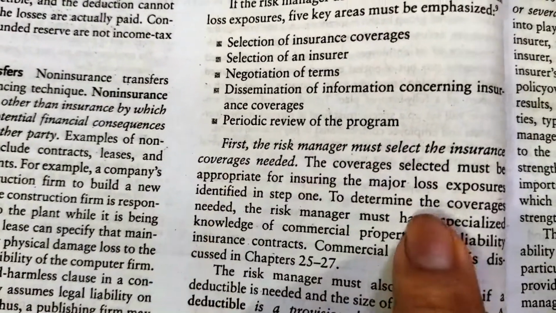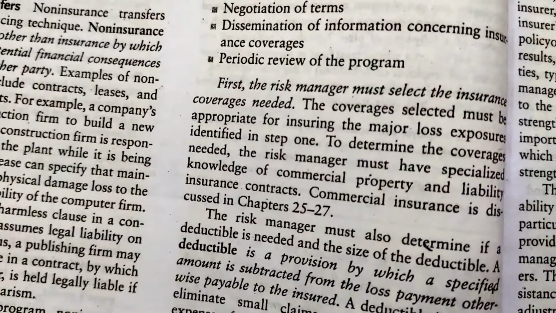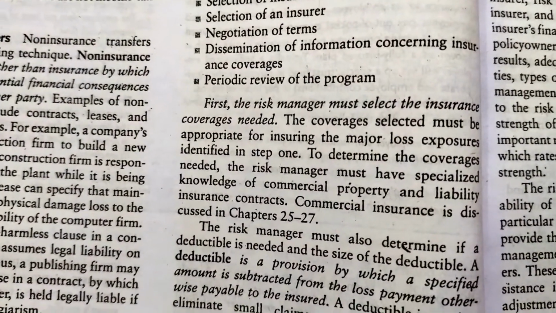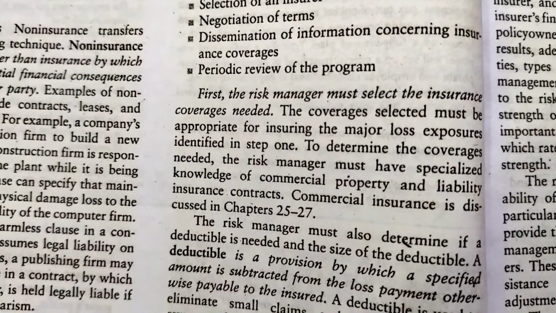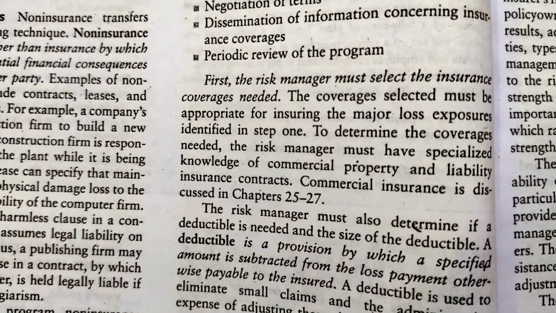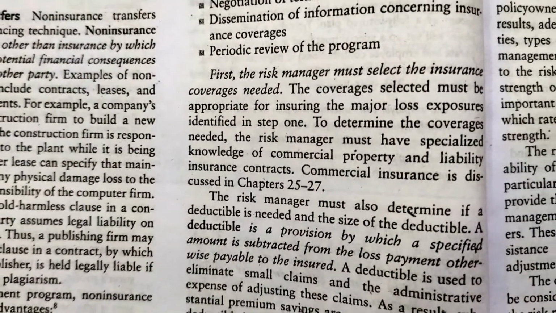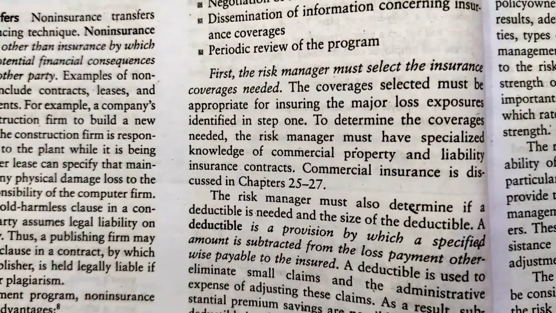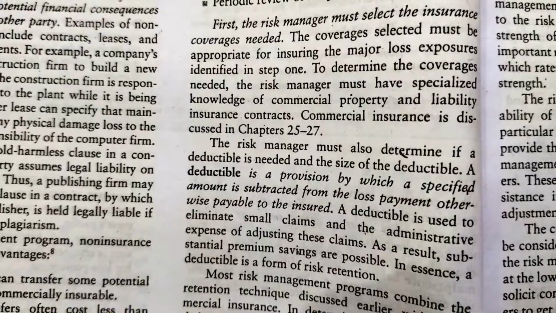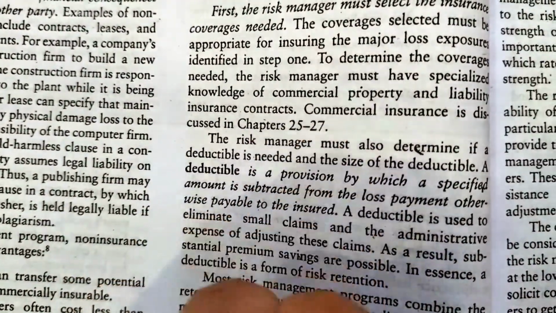The first, the risk manager must select the insurance coverage needed. It must be appropriate for insuring the major loss exposures identified in step 1. To determine the coverages needed, the risk manager must have a specialized knowledge of commercial property and liability insurance contracts. Commercial insurance is discussed in chapters 25 to 27.